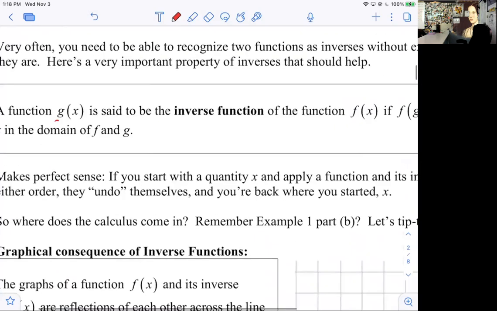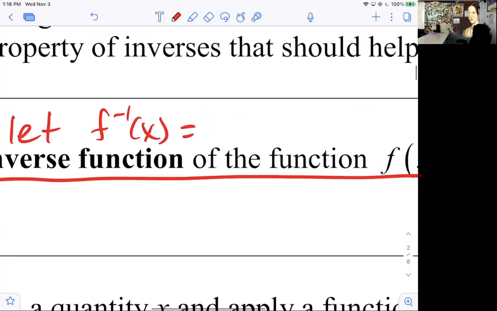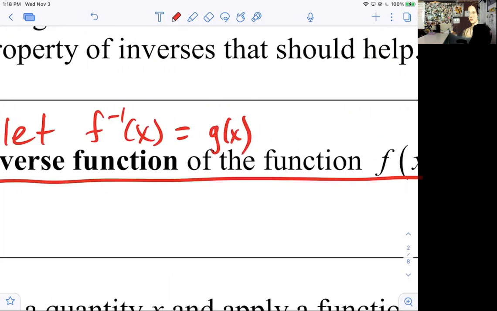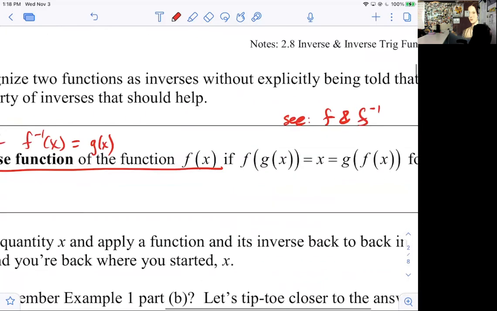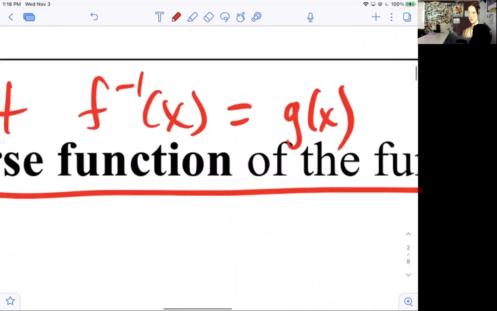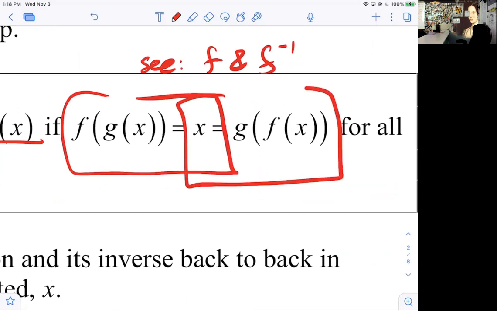You might be told, let G be the inverse of f. That is, let f inverse of x, which I already told you is a cumbersome notation, equal G of x. G of x is not cumbersome. In other words, give them a nickname. So now f of x and g of x are inverses of each other. You might just be flat out given these two notations. You might be told that one of them is the inverse of the other, or you might be given any one of these ideas.